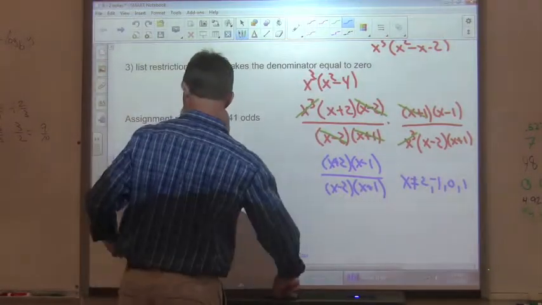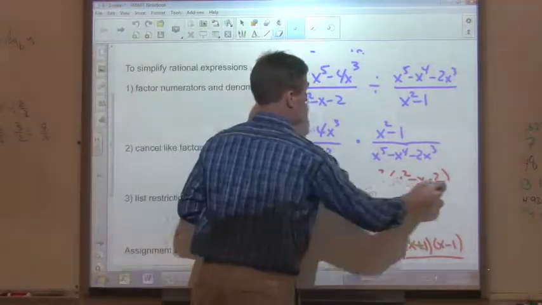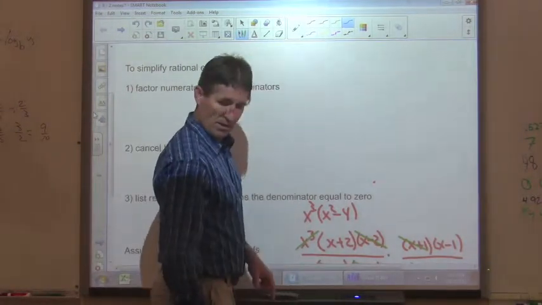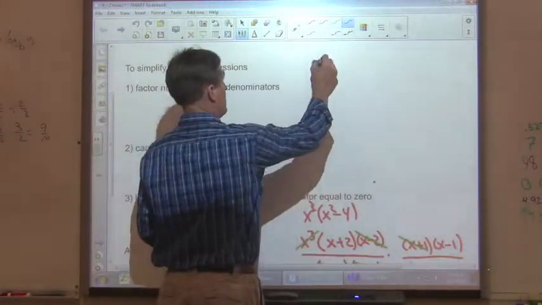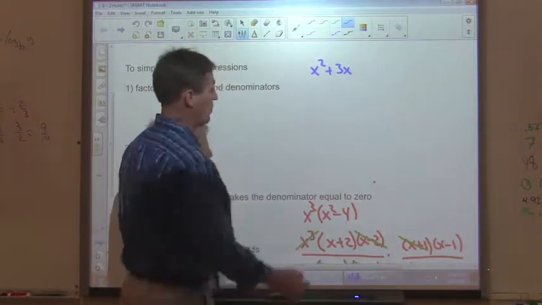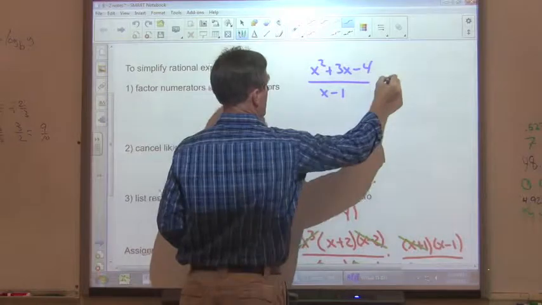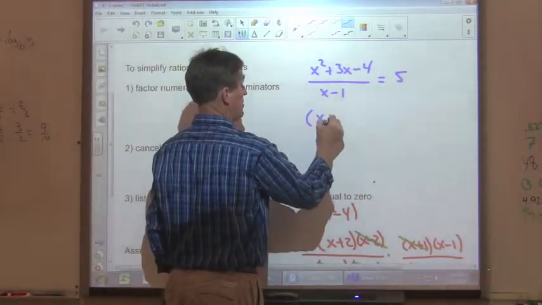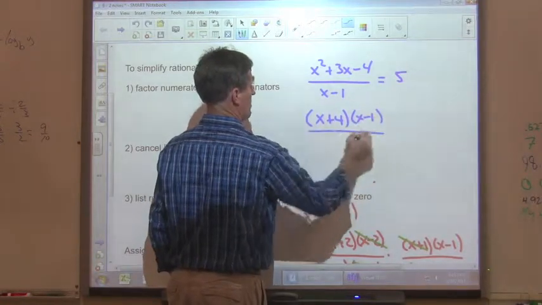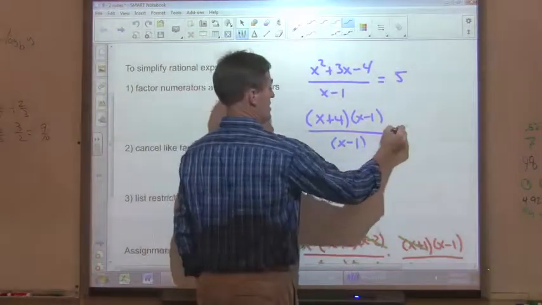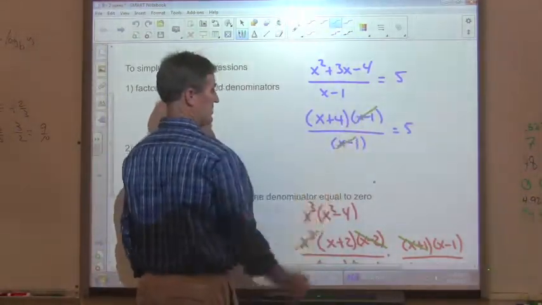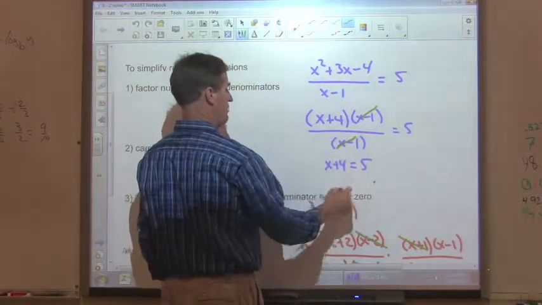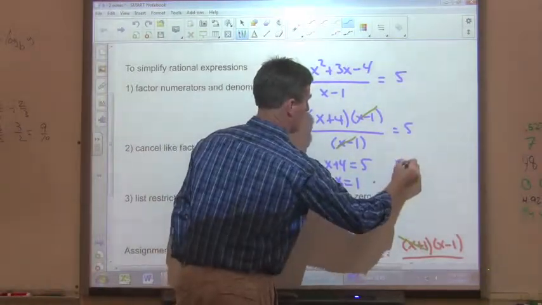One other thing they're going to ask you to do on this assignment is to solve some algebraic equations. If you can do this first part, the next part's pretty easy. Let's take x squared plus 3x minus 4 over x minus 1 equals 5. We're still going to do the same thing. We're going to factor. So that factors into x plus 4 and x minus 1 over, I can't factor that, so I put in parentheses, equals 5. The x minus 1's cancel, and so we get x plus 4 equals 5, and then we subtract 4, and we get x equals 1. So our answer is 1.